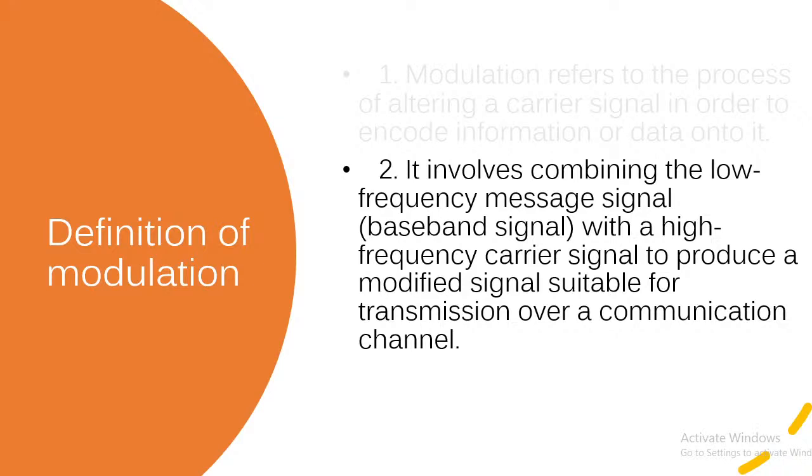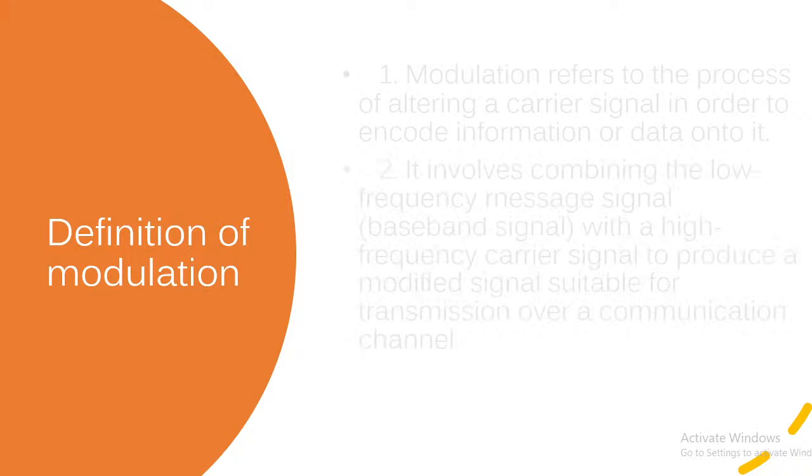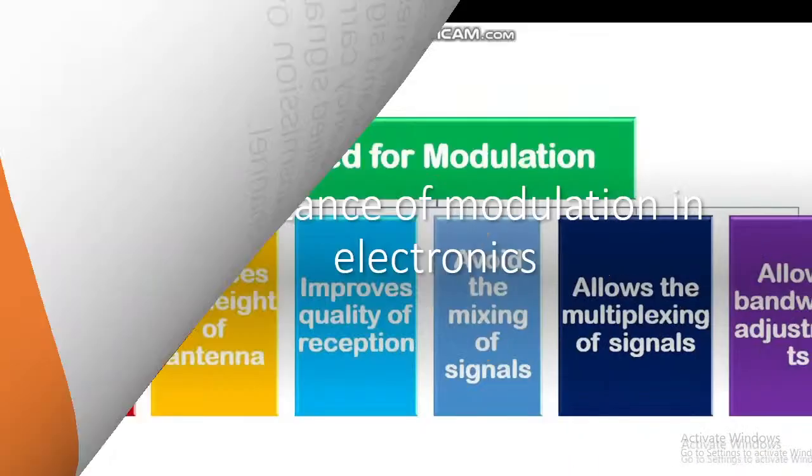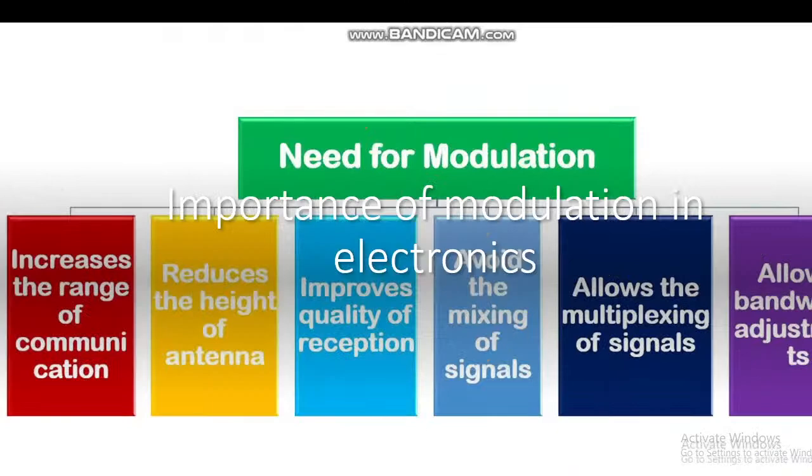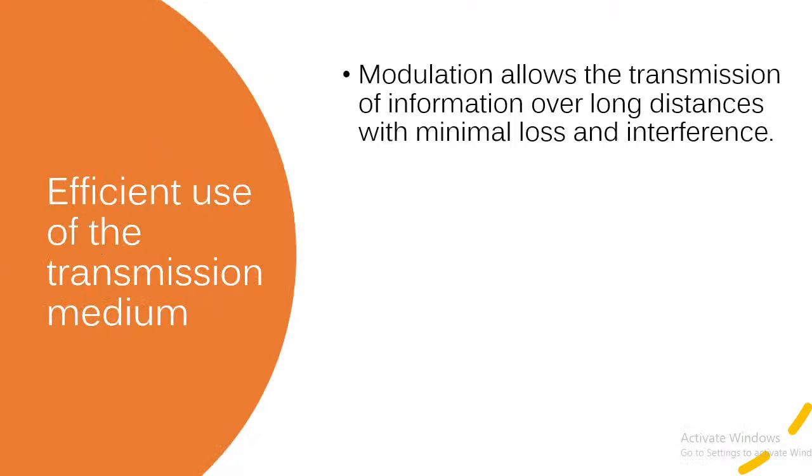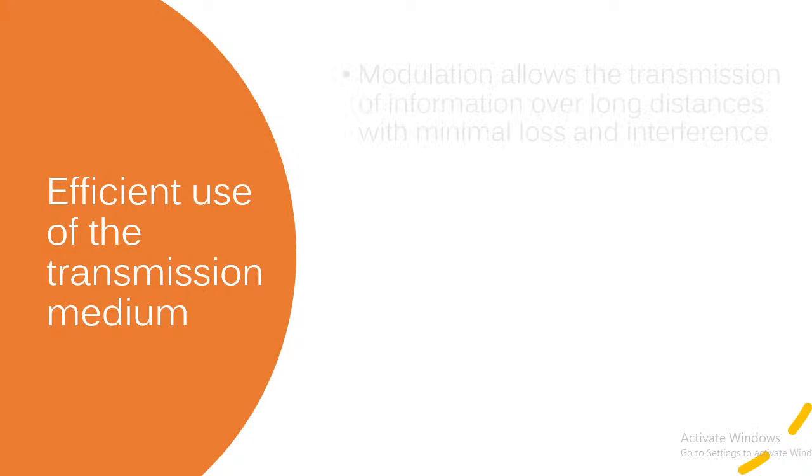So you have a baseband signal, you have a carrier signal, and when the carrier is modified according to the baseband signal, that is called the modulated signal. So we have three signals. Why is modulation needed? Now from that definition, let us come to the need and importance of modulation in electronics. First is efficient use of the transmission medium. Modulation allows transmission of information over long distances.